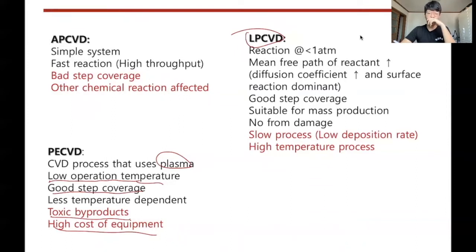And then LPCVD, the mean free path, as I said, there is no interference between the ions or any particles, so the diffusion coefficient also gets higher. Then it has better step coverage than PECVD. Also LPCVD has no damage, because PECVD uses a plasma, and these plasma ions can hit the wafers and damage them. However, LPCVD does not use plasma, so it has no damage.